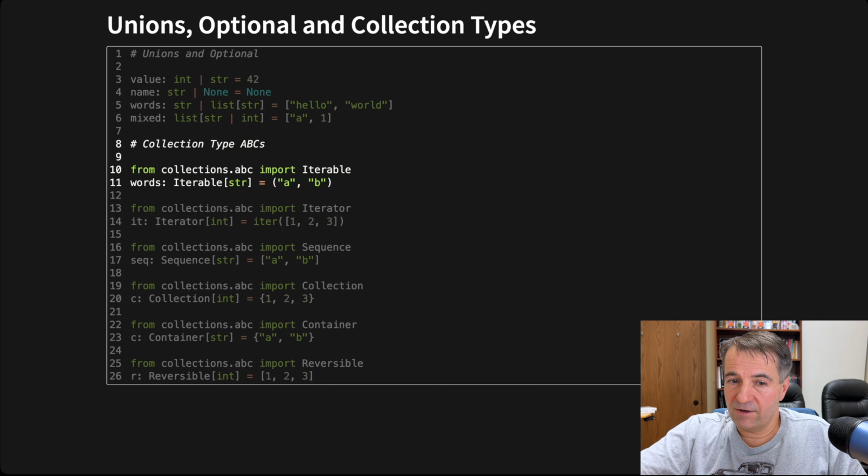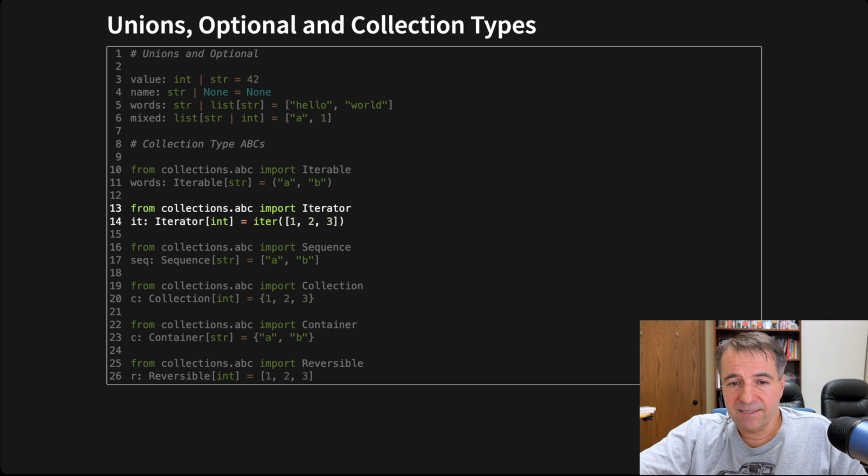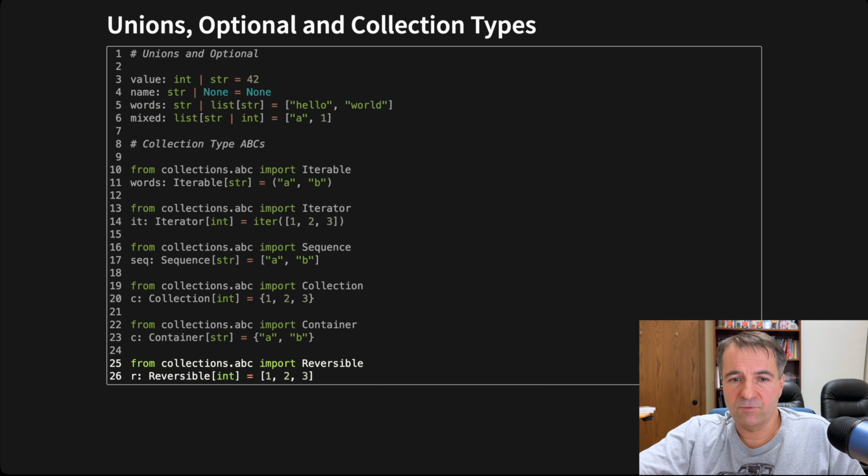And then we have all of our abstract base classes. I'm not going to go into the detail of what every one of these means. If you don't know, it would be nice to quickly read up about them. Iterable, Iterator, Sequence, Collection, Container, and Reversible. These are all the different ones that you have there.